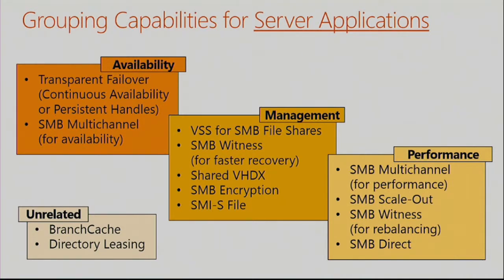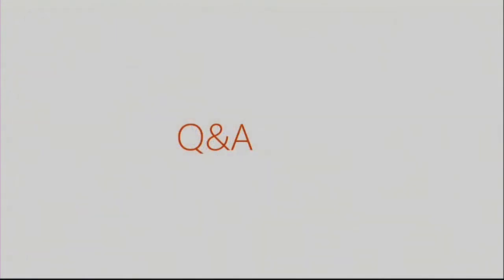And those 2 at the bottom, BranchCache and direct releasing, really don't matter for the scenario we're talking about, which is the Hyper-V and SQL scenarios. So those are not really that important. I'm not saying don't do those. I'm just saying don't do them for this reason. For the traditional workloads, that matters a lot.